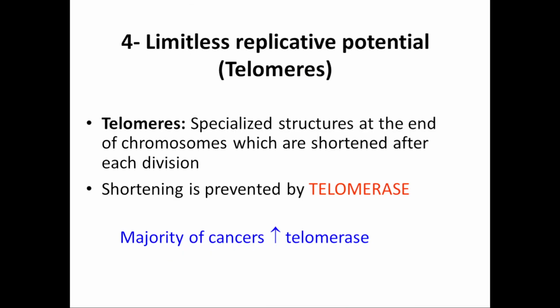The fourth feature is the limitless replicative potential, or telomeres. Normally, under normal conditions, how does aging of the cells happen? Why is there aging with time? Because of the replication, parts of the genome, the telomeres, get shortened and are lost with time, that's why there is aging with time. In the tumor cells, these telomeres are compensated, and the shortening of these telomeres is prevented by telomerases.